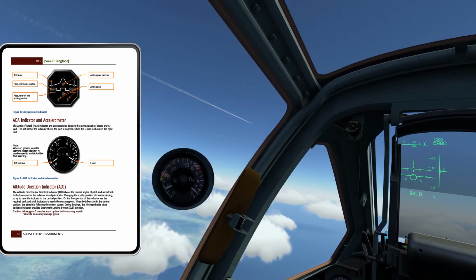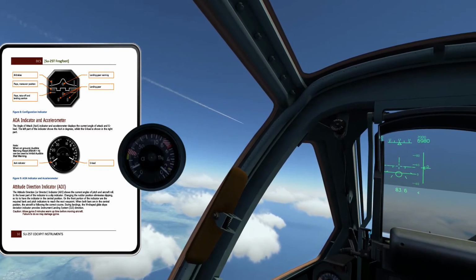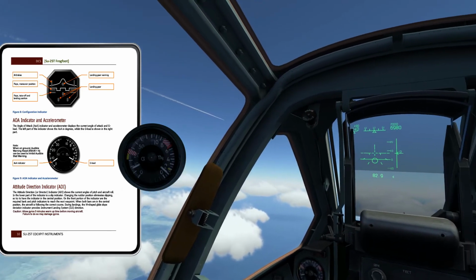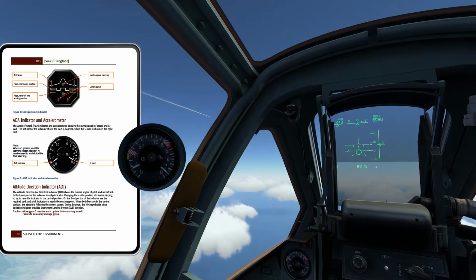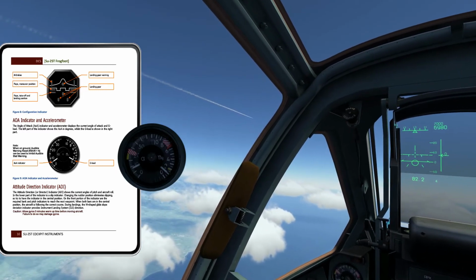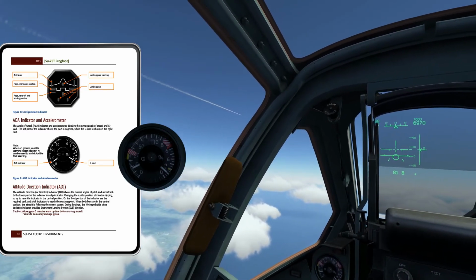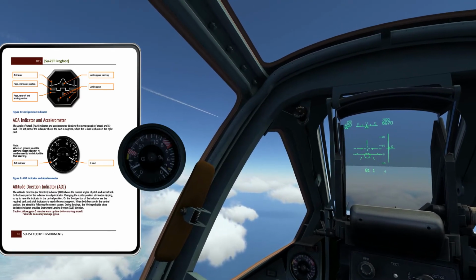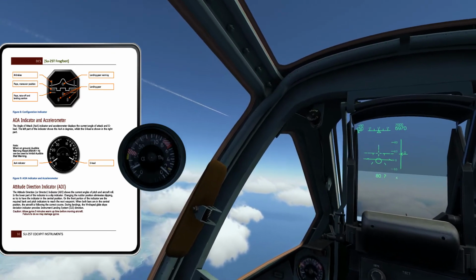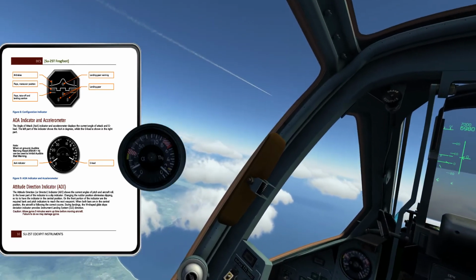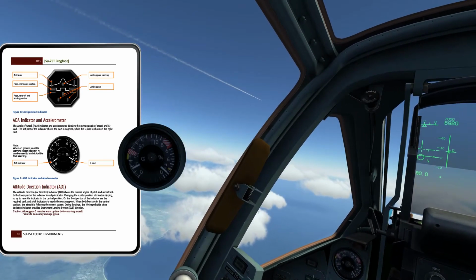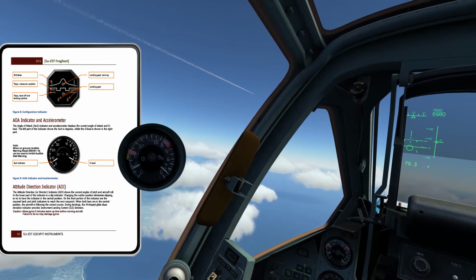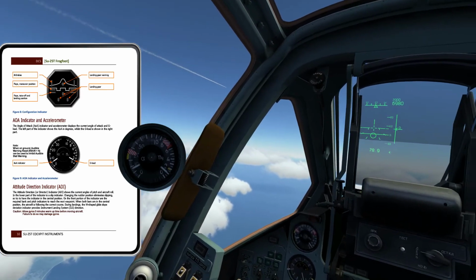Angle of attack indicator and accelerometer. The angle of attack indicator and accelerometer displays the current angle of attack and G-load. The left part of the indicator shows the angle of attack in degrees, while the G-load is shown in the right part. And note, when on the ground, the audible warning reset can be used to inhibit audible stall warning.